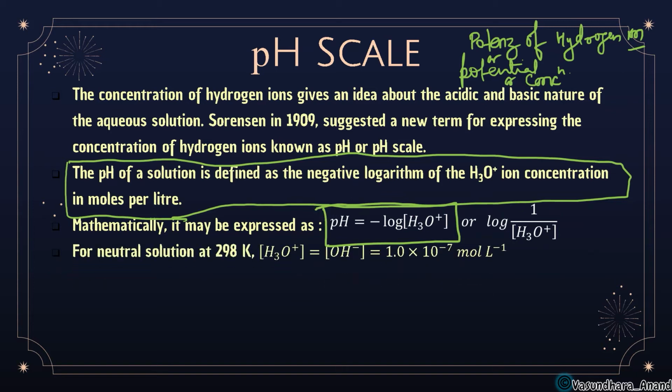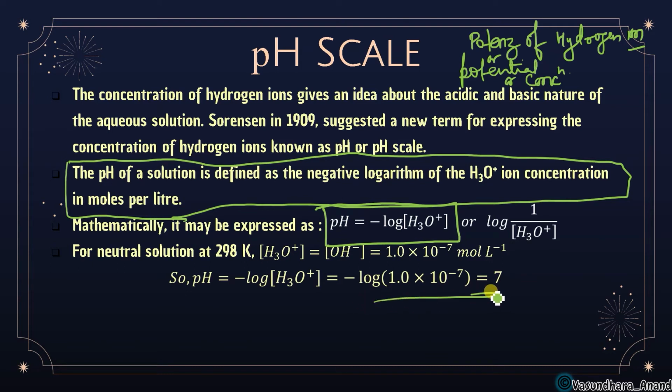In a neutral solution, H3O plus ion concentration will be equal to OH minus concentration, which is equal to 10 to the power minus 7 mole per liter. So pH is equal to minus log H3O plus, which is minus log of 1 into 10 to the minus 7. You now know how to find the log. We can consider this as m and this as n, so we can write log m plus log n. So log of 10 to the minus 7 is minus 7, and log 1 is 0.